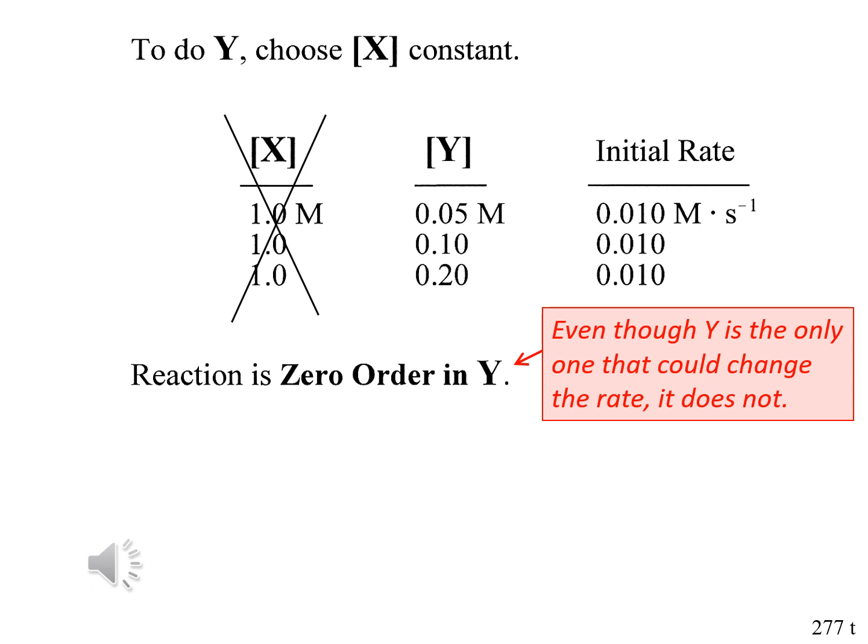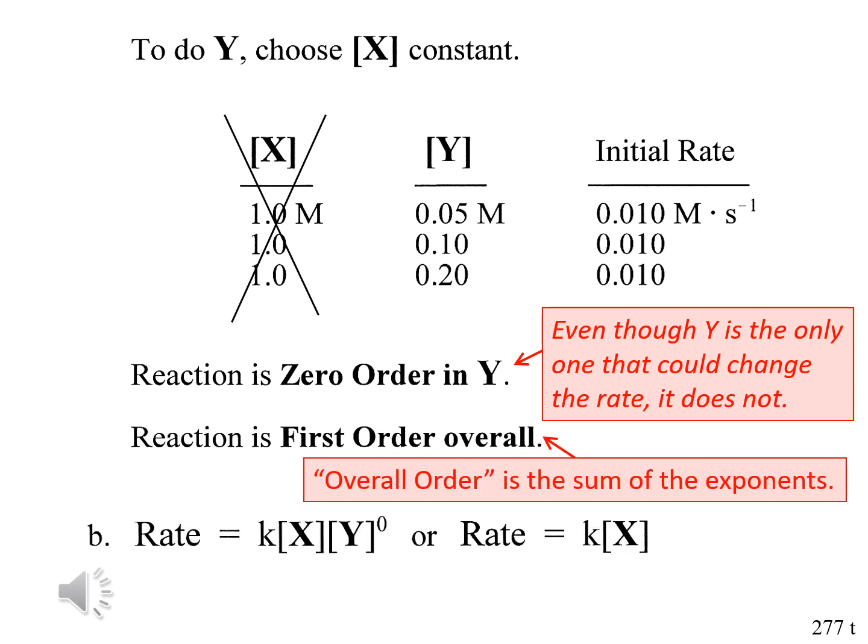order in y. If you look at the rate law in part B, there will be a 1 on the x and a 0 on the y. Because y to the 0 is 1, people will usually not even write the y in the rate law. It'll just be rate equals k times x.